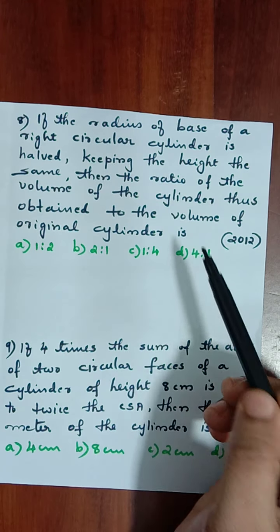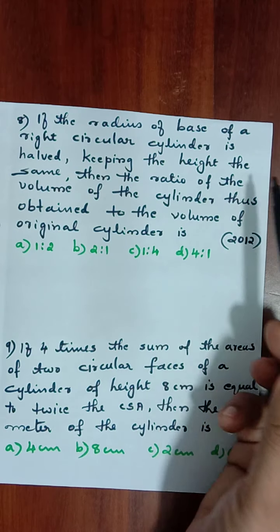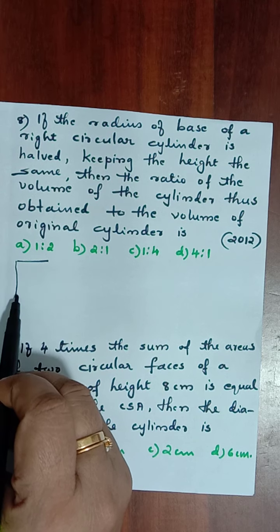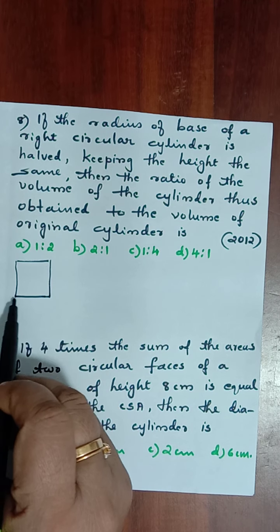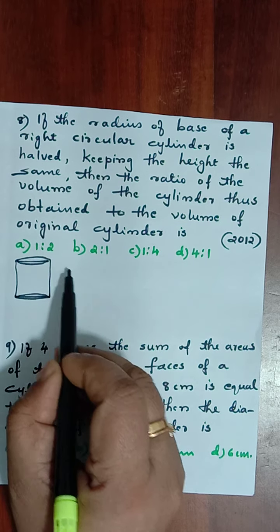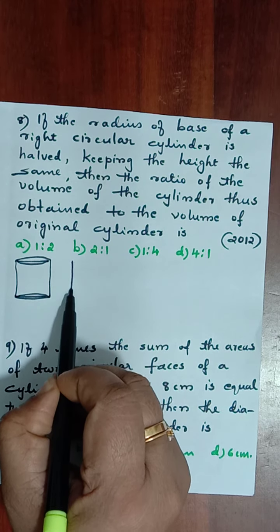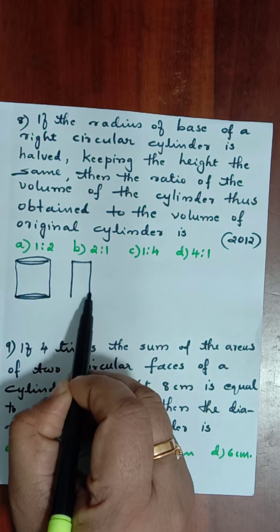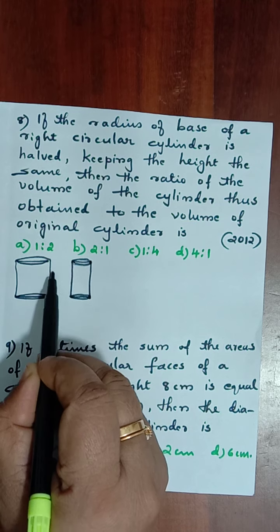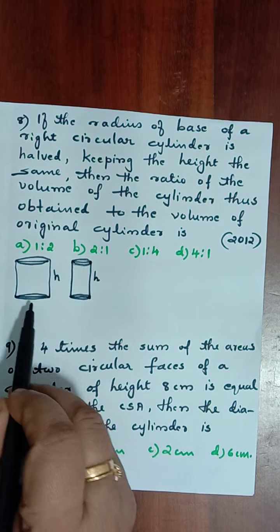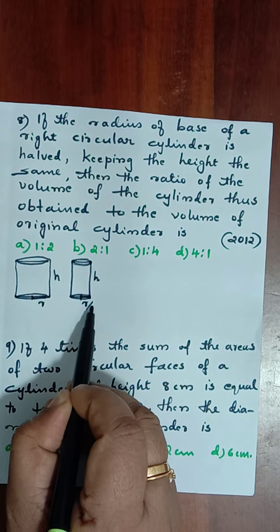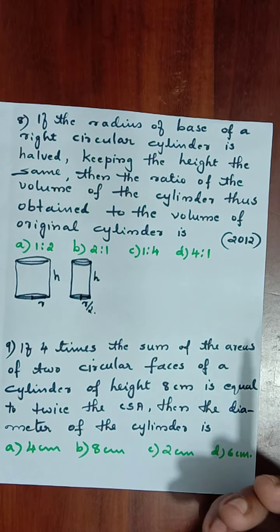For this question, if we draw the figure, it is like this. The radius of the base of the right circular cylinder is halved. First, let us have a cylindrical figure. For the next cylinder, the radius is half of the first one. The height H will be the same, whereas here if it is R, here we will have R by 2.